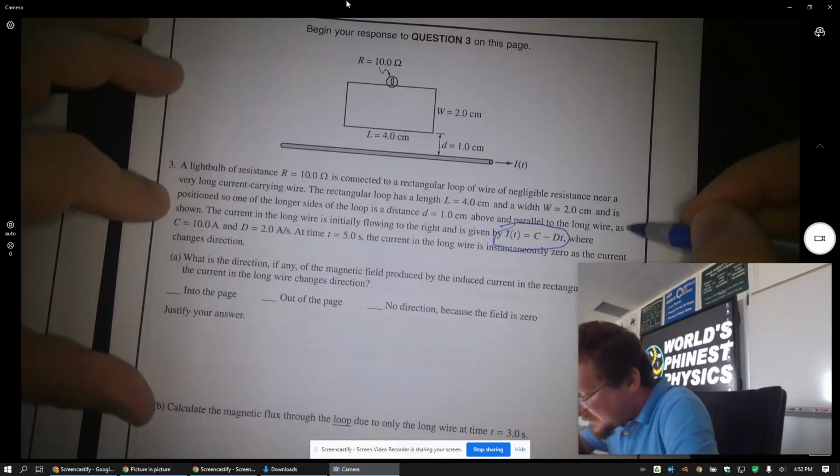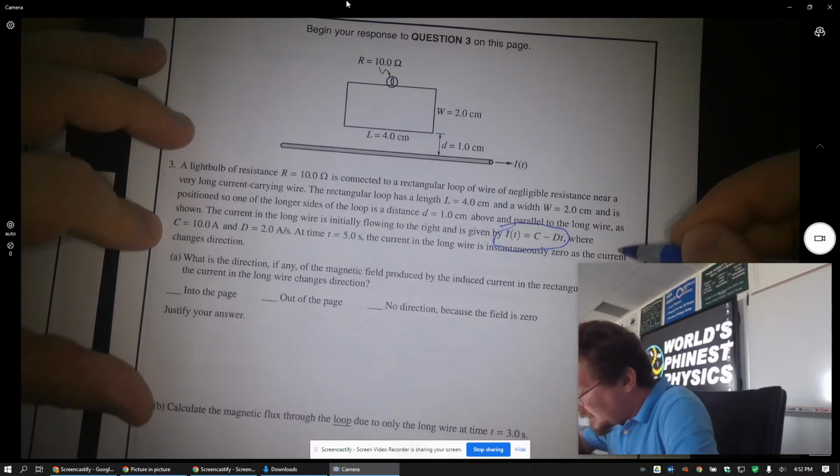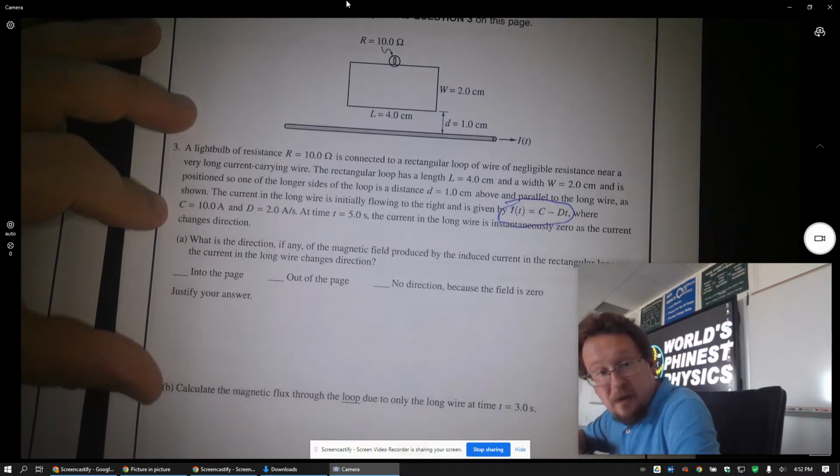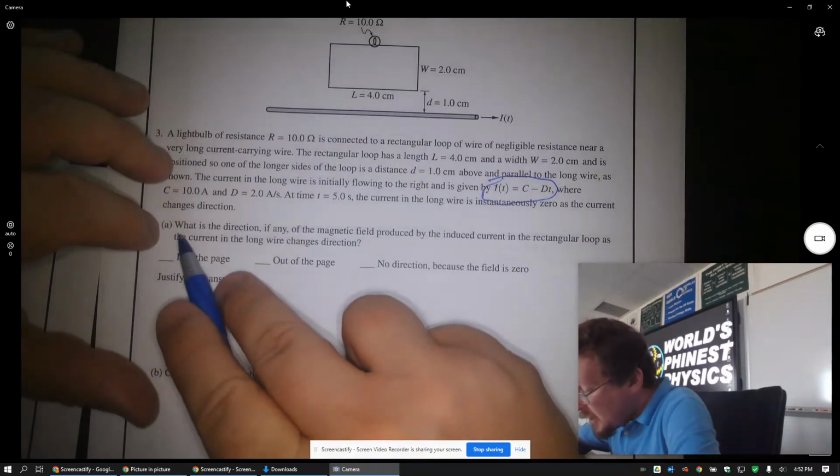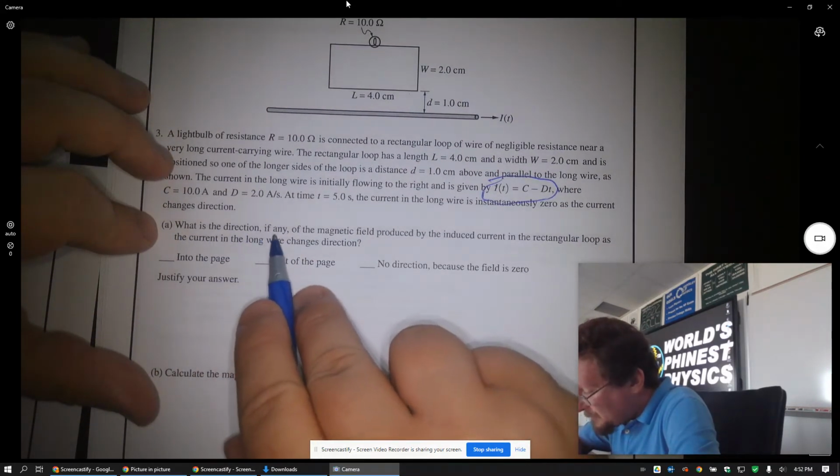Is there any tricks to this? This is just a normal current. I should probably read it, but I'm getting really impatient right now, and you probably are too. I'm surprised you're even still watching. Okay, what is the direction, if anything?